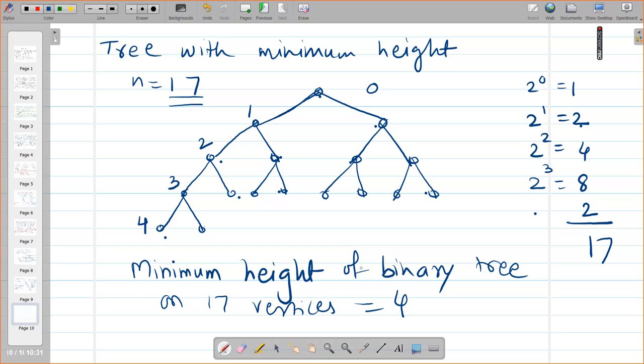And the formula is actually the minimum height would be log (n plus 1) to the base 2 minus 1. This is the formula. Okay. Log (n plus 1) to the base 2 minus 1 is the formula. But you can always draw this and find the height. You can use this formula if you just want to state the height.